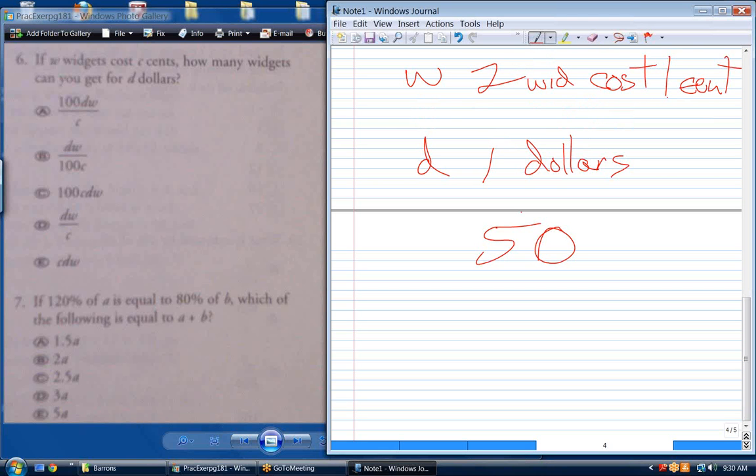Yep. So we don't want to use 2 and 1. We could use 2 and 2. Then we'd get 100 for $1. If 2 widgets cost 2 cents, each widget costs a penny, and we get 100 of them for $1. Now, if we go through this math and figure out which of these equals 100, it's not that, it's not that, it's not that, it's not that.